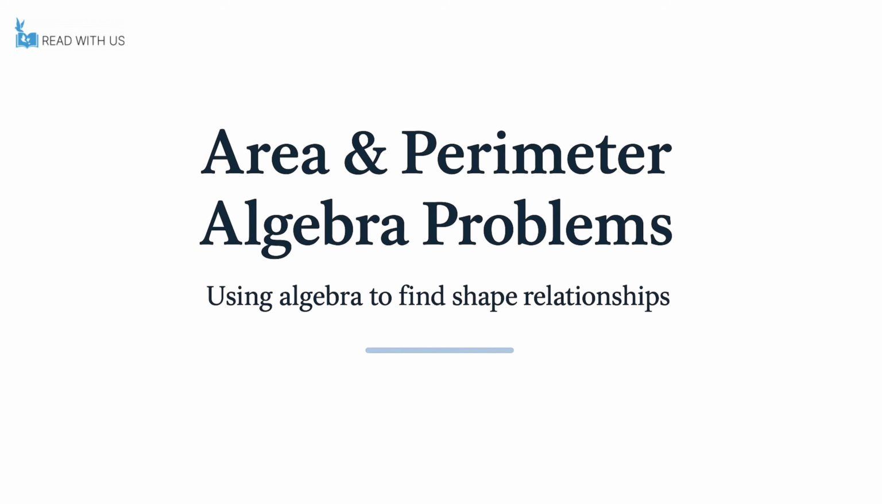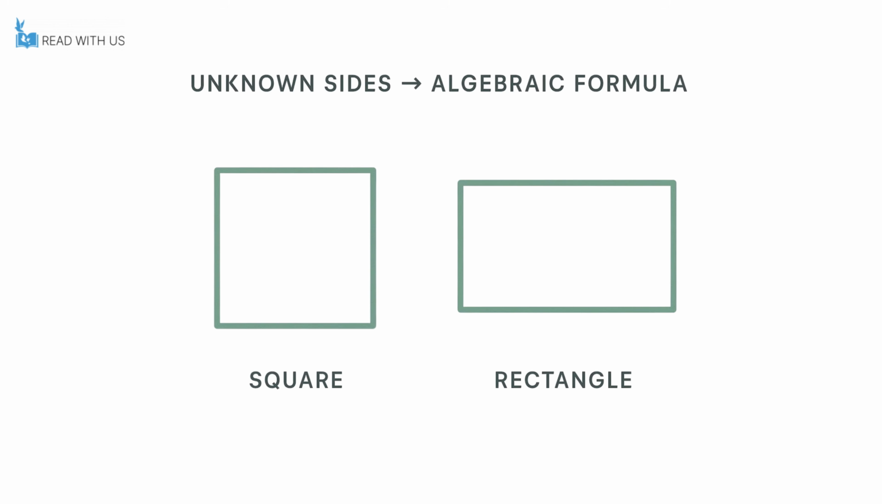In this video we're learning about area and perimeter algebra problems. When we deal with shapes that have variable or unknown side lengths, we represent their area and perimeter using algebraic expressions. Let's start with rectangles.